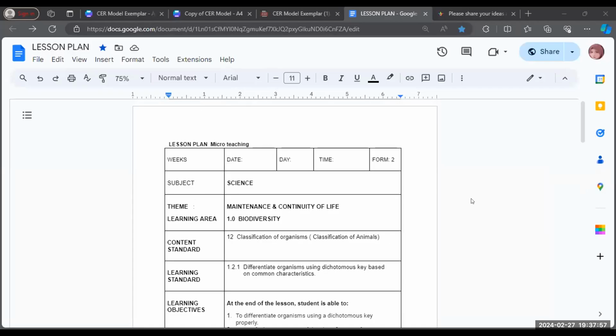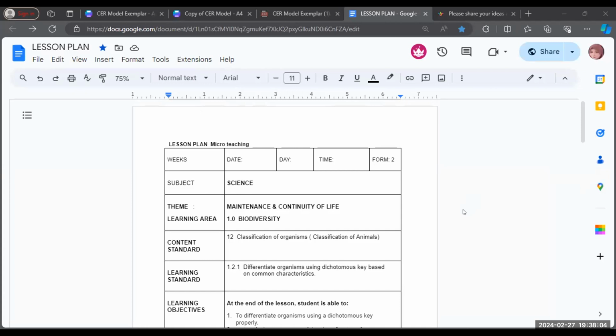Okay, wait. Let's share the slide, I think. All right. So actually, can you see that? Can you see the lesson plan?